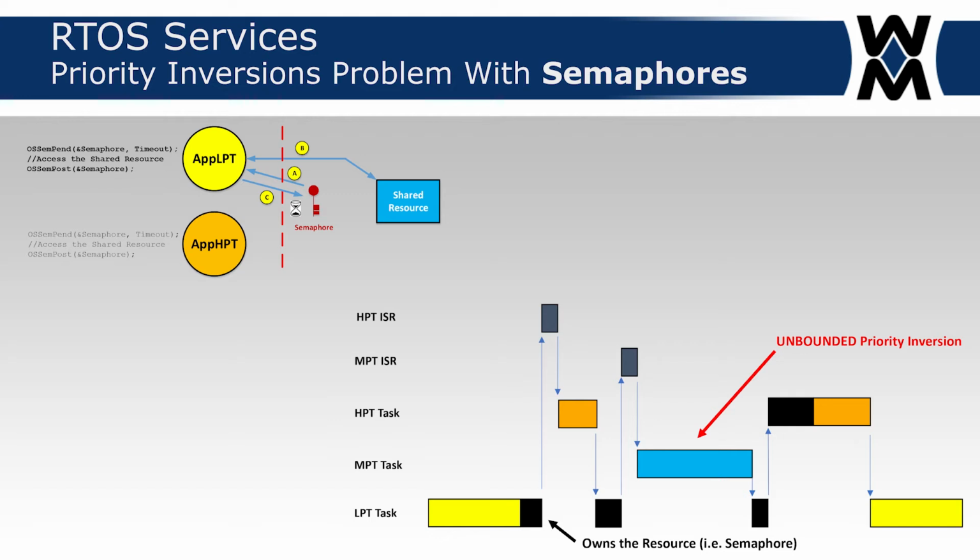So what I'm getting here is that the fact that this medium priority task prevented a high priority task from executing kind of defeats the whole purpose of the RTOS. So this is called an unbounded priority inversion, because there could be any number of medium priority tasks that could occur that would interfere with the relationship between these two tasks.